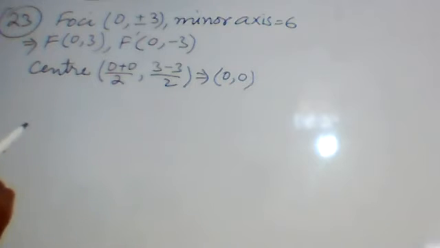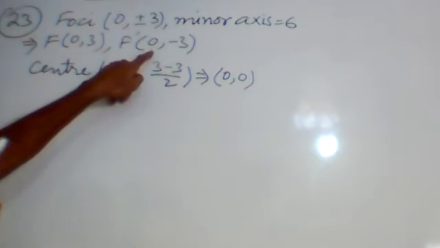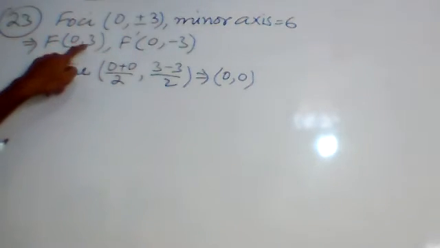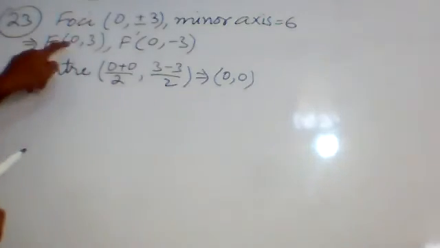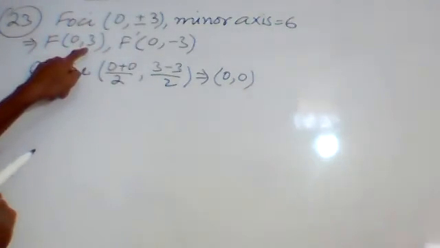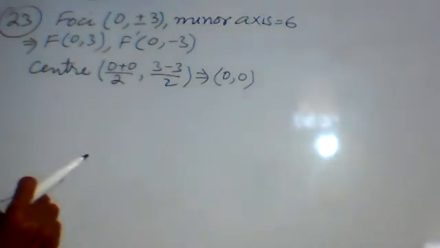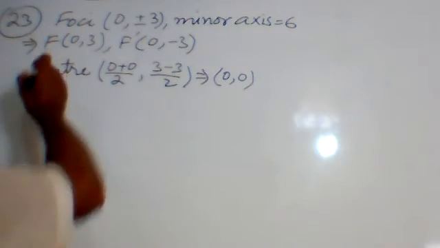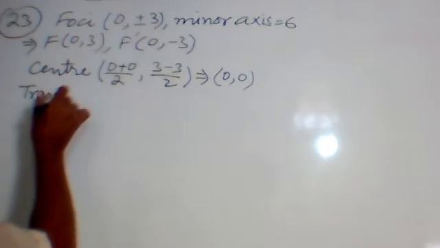Now the transverse axis. The x coordinate remains the same in both foci. First one 0, comma 3, the other one 0, comma minus 3. So the x coordinate remains same and the y coordinate is changing from 3 to minus 3. So therefore, the transverse axis is along the y axis.